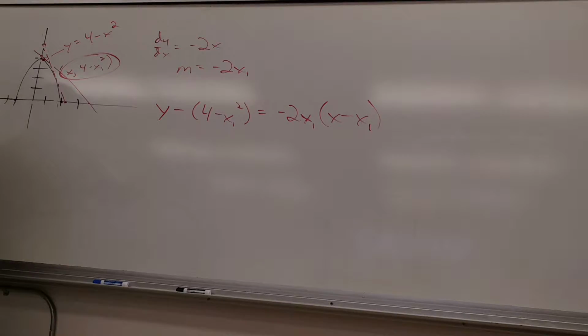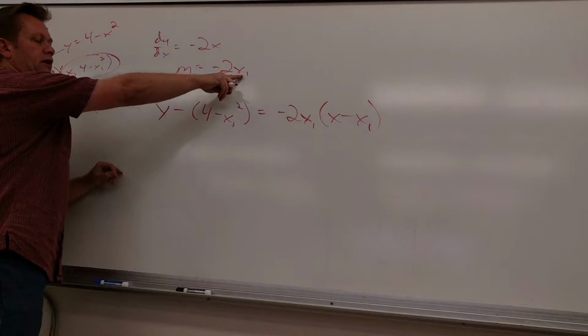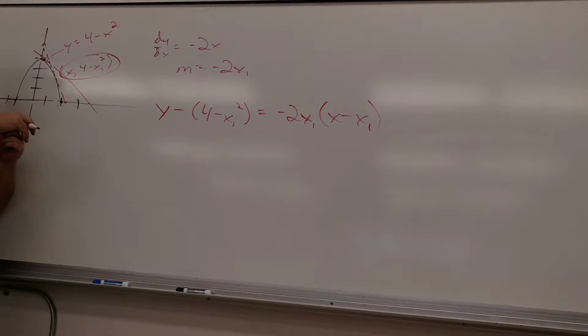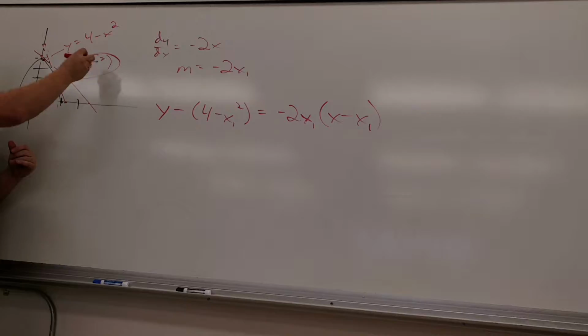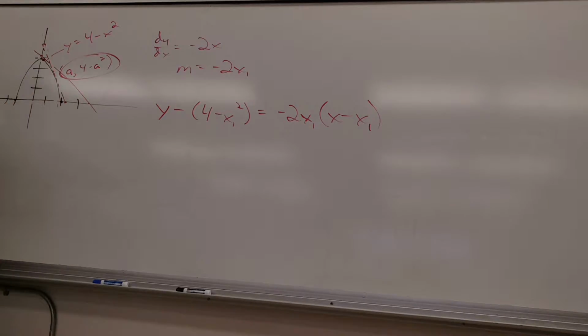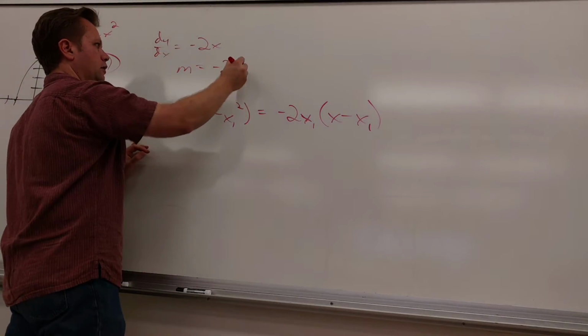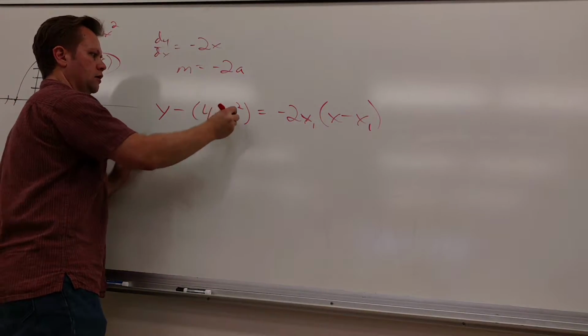Be really careful. x1 is a number. So if you wanted to, you could use a different letter than x1. You could use a, b, whatever, if that makes it better. I'm just choosing a value for x. So this point would be a comma 4 minus a squared. Is that cool? If it's sitting on the parabola, that's what the point's going to look like. So maybe without all these x's thrown around in here, it might be easier to look at.